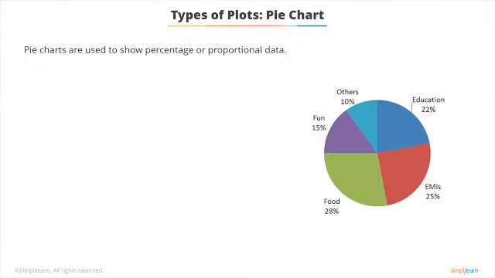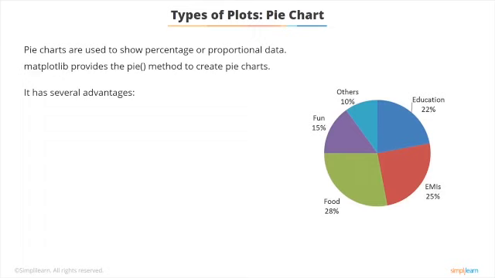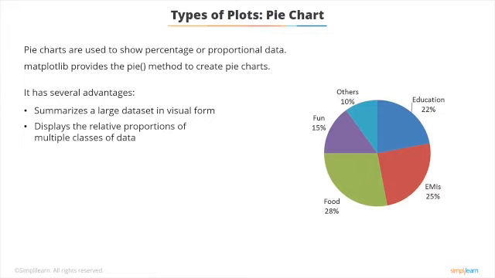Pie charts. Pie charts are typically used to show percentage or proportional data. Note that usually the percentage represented by each category is provided next to the corresponding slice of the pie. Matplotlib provides the pie method to make pie charts. It has several advantages. It summarizes a large dataset in visual form. It displays the relative proportions of multiple classes of data. The size of the circle is made proportional to the total quantity.